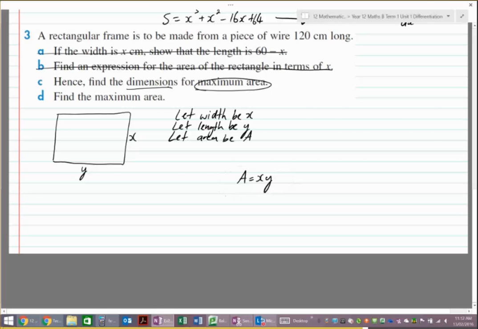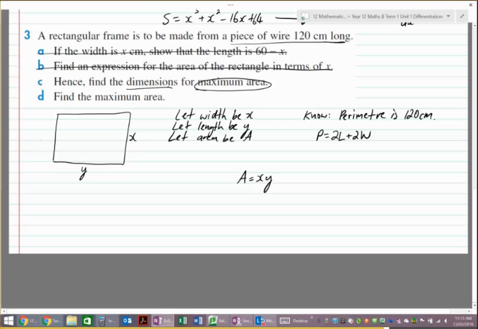There's some more information in here though. The piece of wire is 120 centimeters long. So I know that the perimeter is 120 centimeters. Okay, here's a formula that you might not remember. The perimeter is equal to 2 times the length plus 2 times the width. I need to go around a rectangle. I go the length, the width, the length, and then the width again.